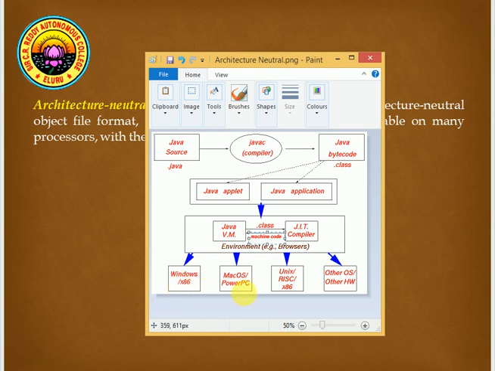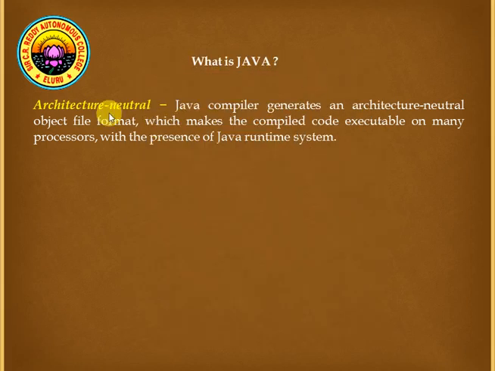Here you see Windows, Mac, PowerPC, and Unix, RISC, and other OSs. So this machine code is nothing but code that can be run on any hardware. If the code runs on any hardware, that means it could be run on any operating system. That is the architecture. So this architecture is neutral. Java is architecture neutral.